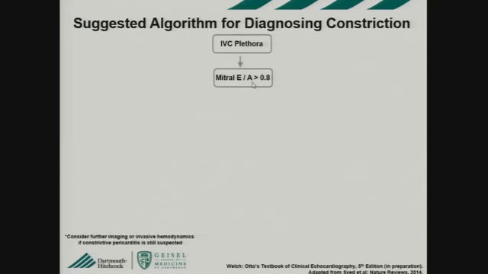we do expect that patients with constriction would have increased venous pressure and would therefore have some plethora of the IVC. And we do expect that the mitral E to A ratio would be at least 0.8, typically greater than 1. If neither of these is present, then constriction is unlikely.